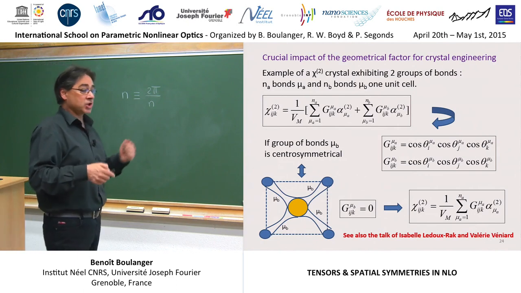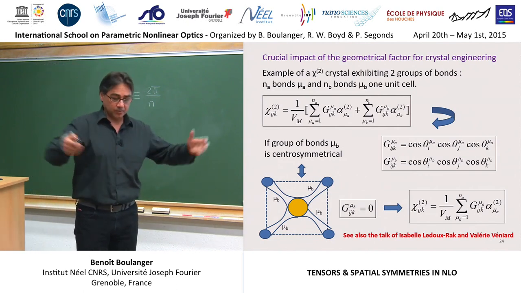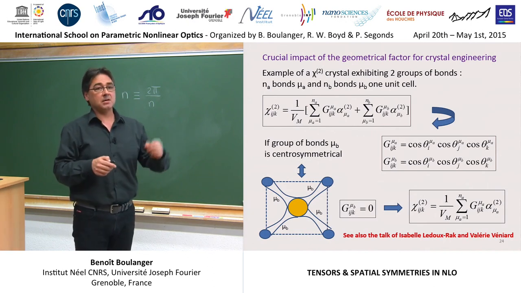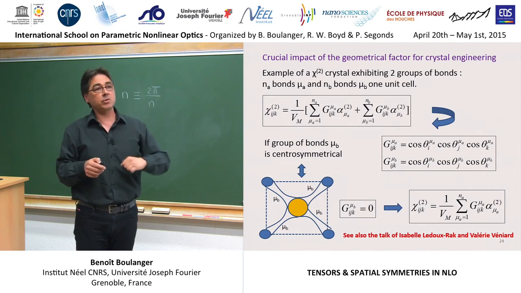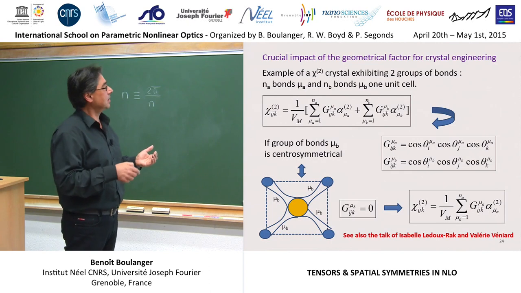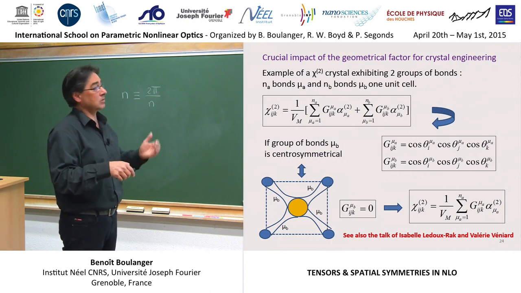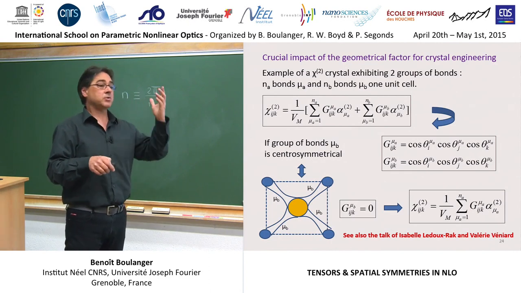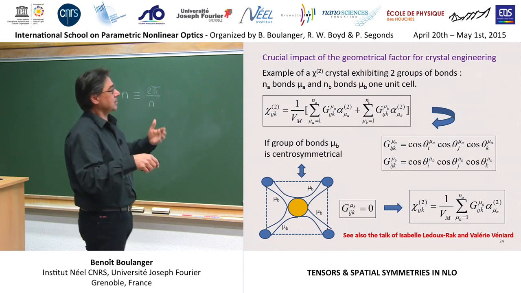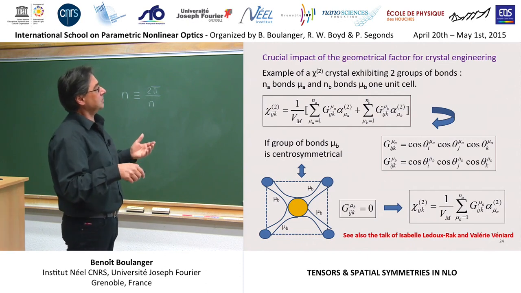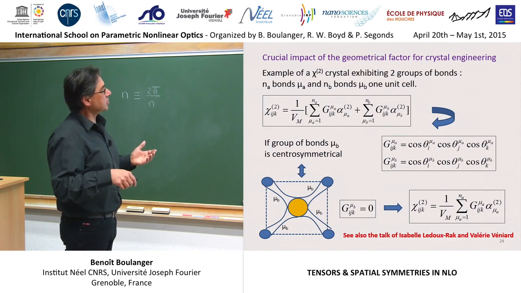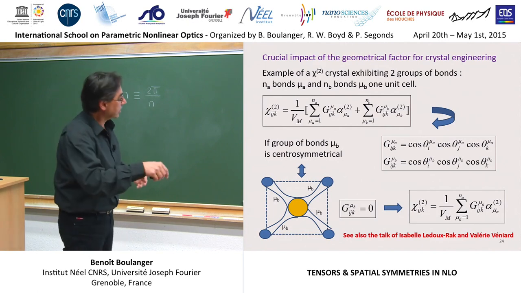But now imagine, okay, so you grow the crystal, you study the crystal structure using X-rays, and you see that, in fact, the bonds mu B, so remember, mu B is very strong. I don't know how many picometers per volt, but imagine that it is very strong. But these mu B bonds constitute a centrosymmetrical group, like this, for example.